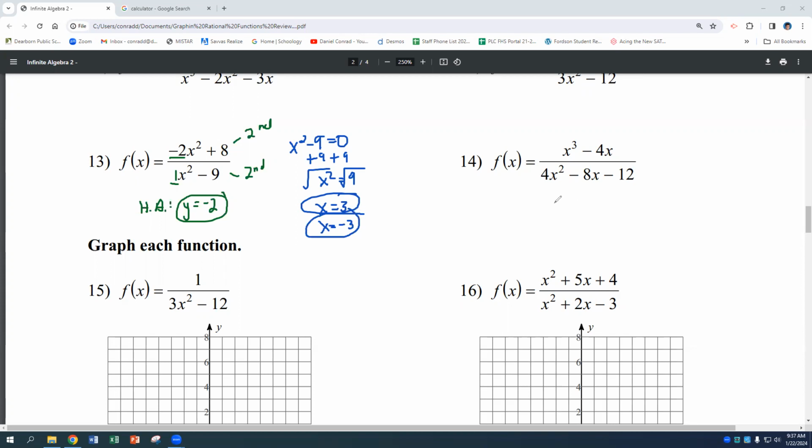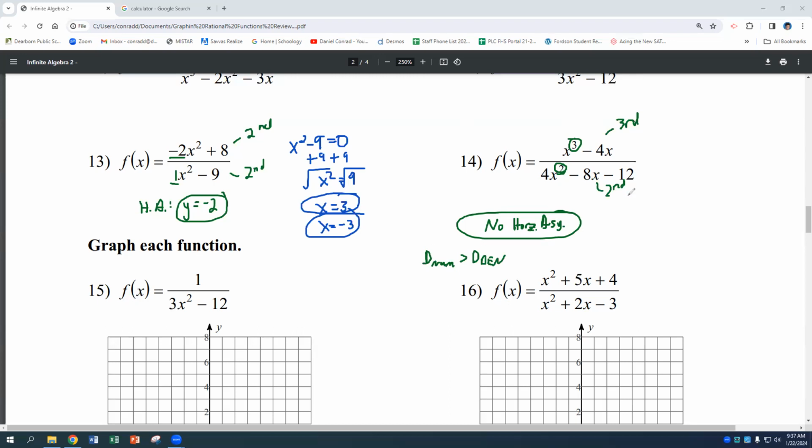Okay, over here, this is third degree. This is second degree, right? X squared, x to the third. So there is no horizontal asymptote, right? No horizontal because the degree of the numerator is larger than the degree of the denominator, right? The degree of the numerator is larger than the degree of the denominator. Okay.